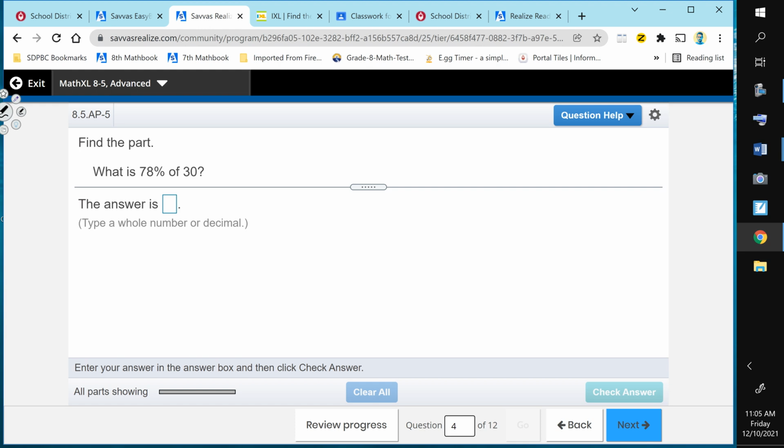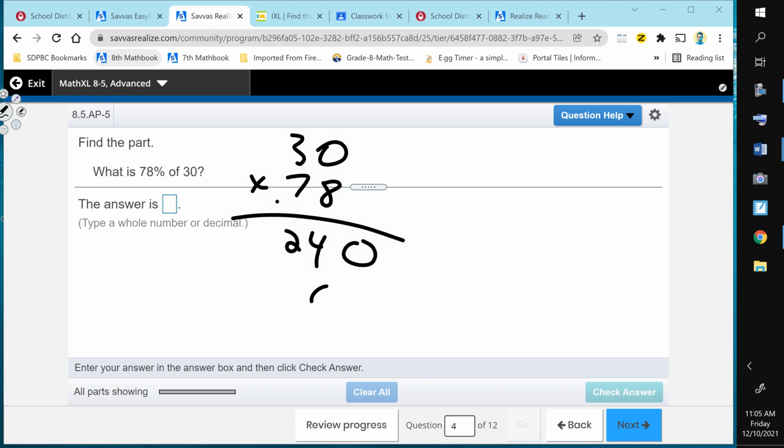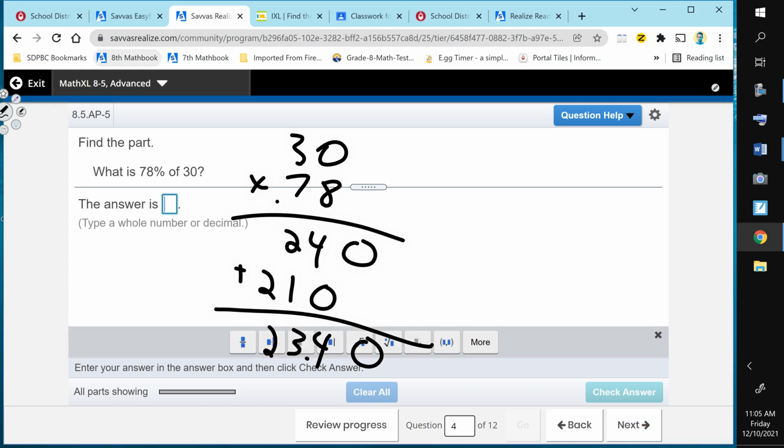78% of 30. Take 30 times 0.78. 0, 24, 0, 21. Add 0, 4, 3, 2. And then two numbers after the decimal. That's 23.4. You can also set up a proportion.